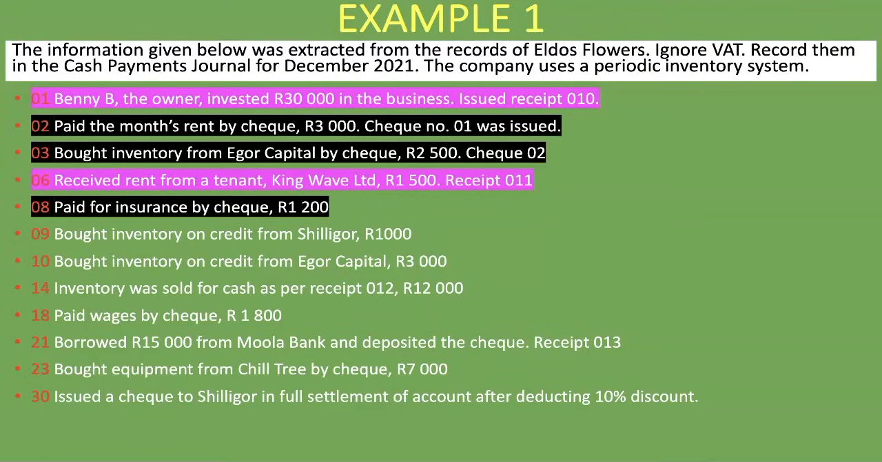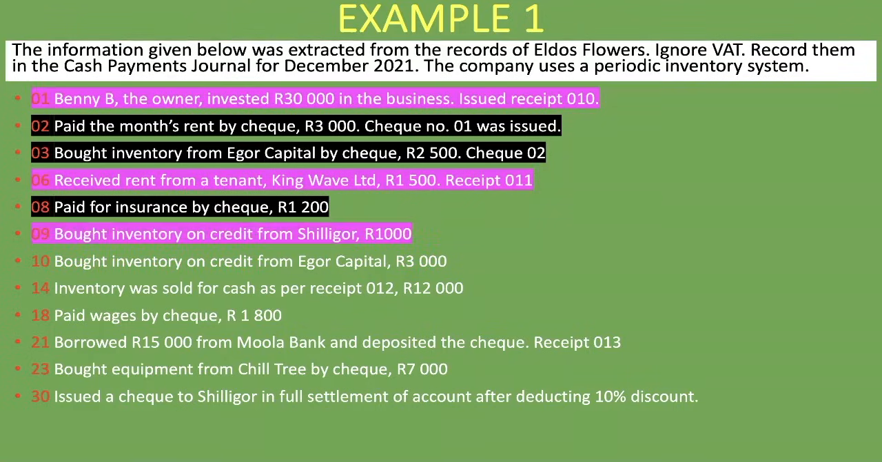On the 9th, we bought inventory on credit from Shiligo, 1,000 rand. So here we bought inventory, but we bought it on credit. We did not buy it on cash. So that's very important, because sometimes students would look at the words bought inventory and they would immediately assume it goes to the cash payments journal. But hold on, did we pay cash? No, we have not paid it yet because we bought it on credit. So since we have not paid it yet, we will not record it in the cash payments journal. We only record it in the cash payments journal when we are making the payment.